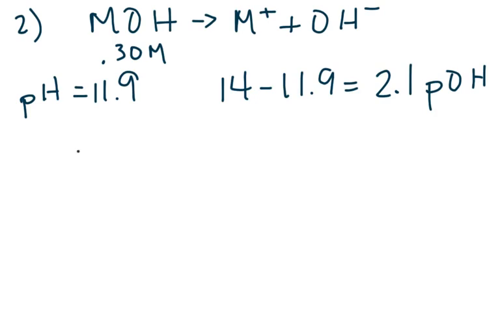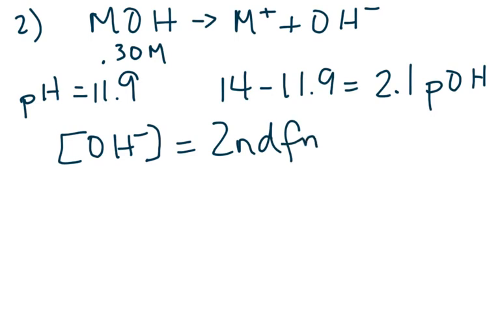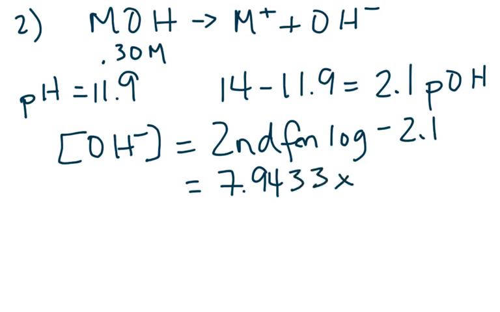So to find the OH concentration, we're going to go second function log, negative 2.1. And when you do that, you should get 7.9433 times 10 to the negative 3.